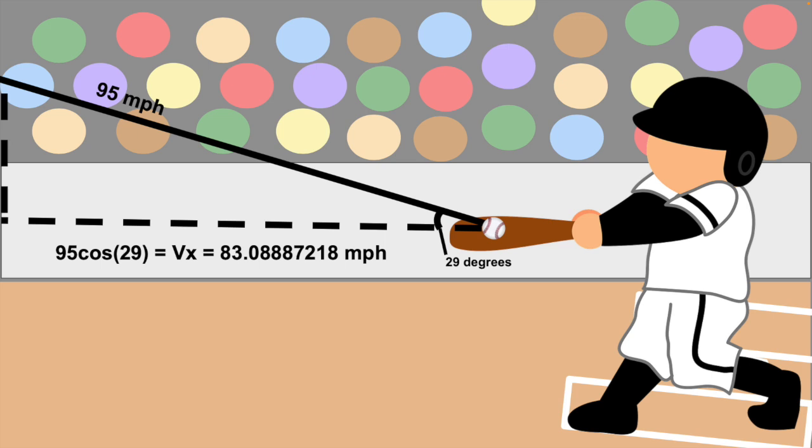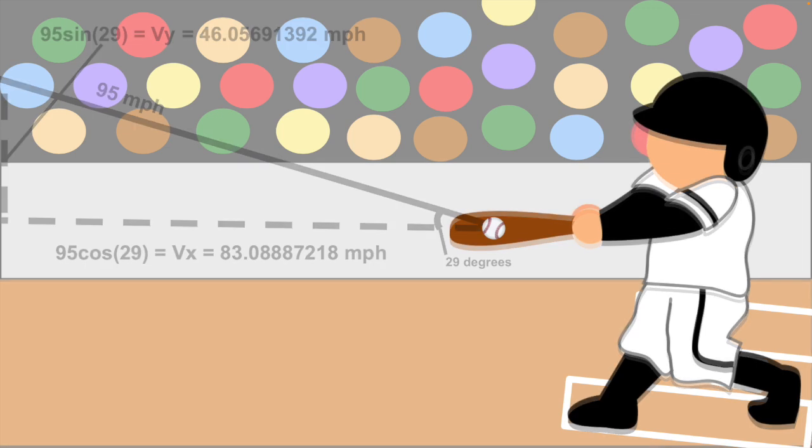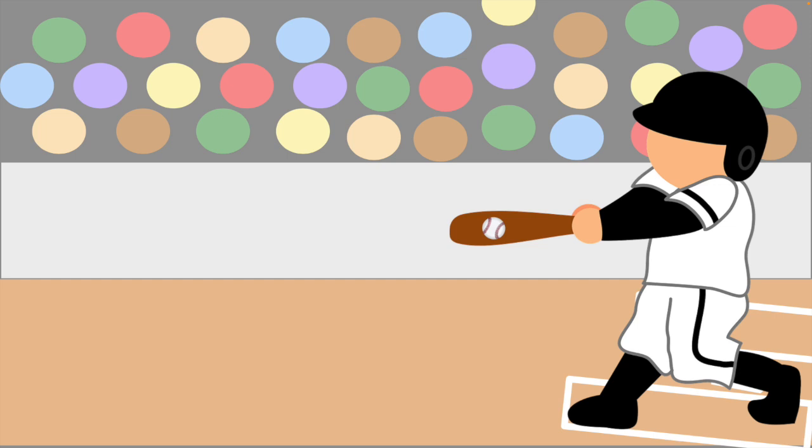So the equation for the x component is 95 cosine 29 equals adjacent, which equals about 83 miles per hour. The equation for the y component is 95 sine 29 equals opposite, which equals about 46 miles per hour. Because we are ignoring drag in this unit, there are no forces acting on the x-axis. So the x component of velocity remains the same throughout the whole flight until it eventually lands in the stands. So now we will use the y component to calculate flight time.